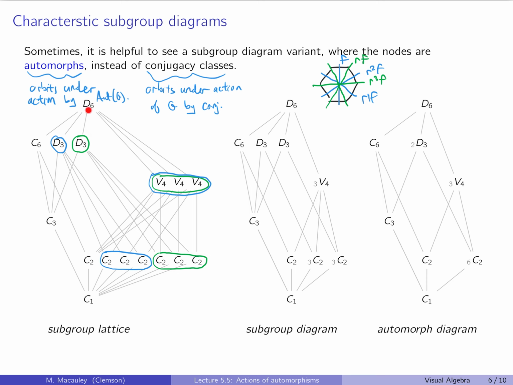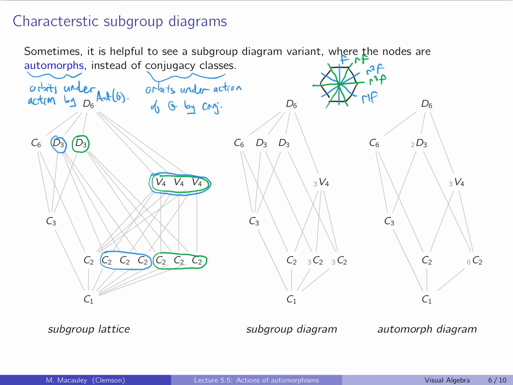So the group D6 acts on its subgroups by conjugation, and these are the orbits, or at least I've circled them, and we can construct a so-called subgroup diagram, where we've seen this before, where the nodes are the orbits. So the nodes are the conjugacy classes, and anytime there's a non-normal subgroup, that means a conjugacy class of size bigger than 1, we put a subscript on the left to say how big it is. Something else we can do is construct a so-called automorph diagram.